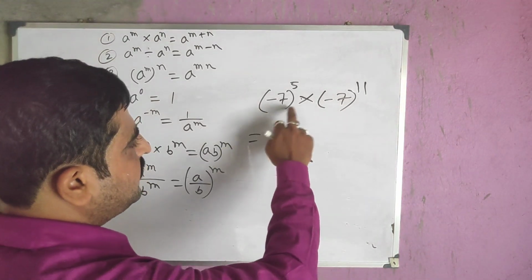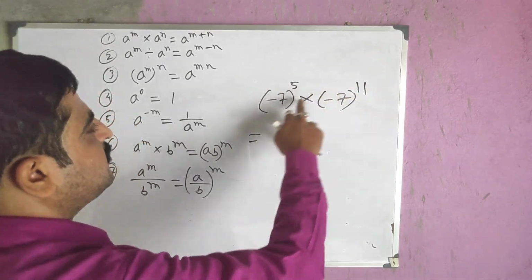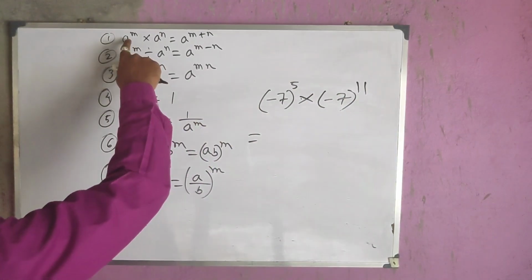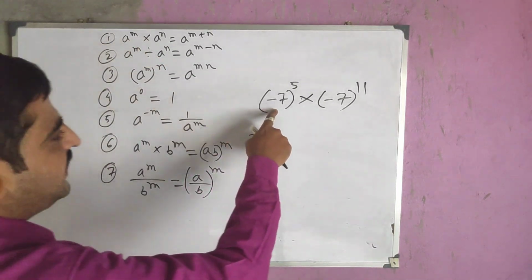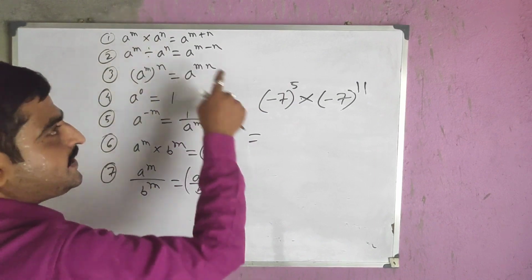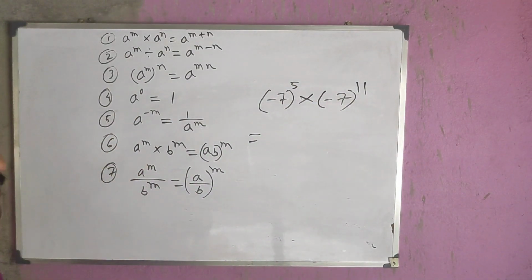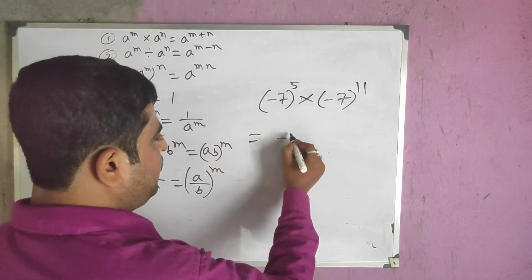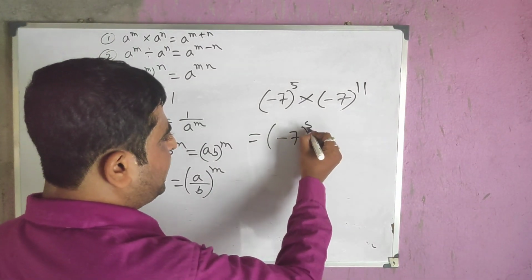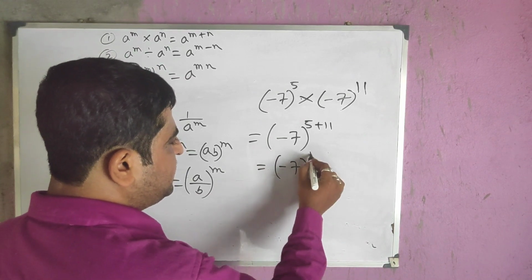Here you see the bases are equal, the powers are different. So which type of formula is this? You see, this is like a to the power m into a to the power n. In both cases the bases are equal, the powers are different. So in that case what do we have to do? We have to add the powers. So it will become (minus 7) whole to the power 16.